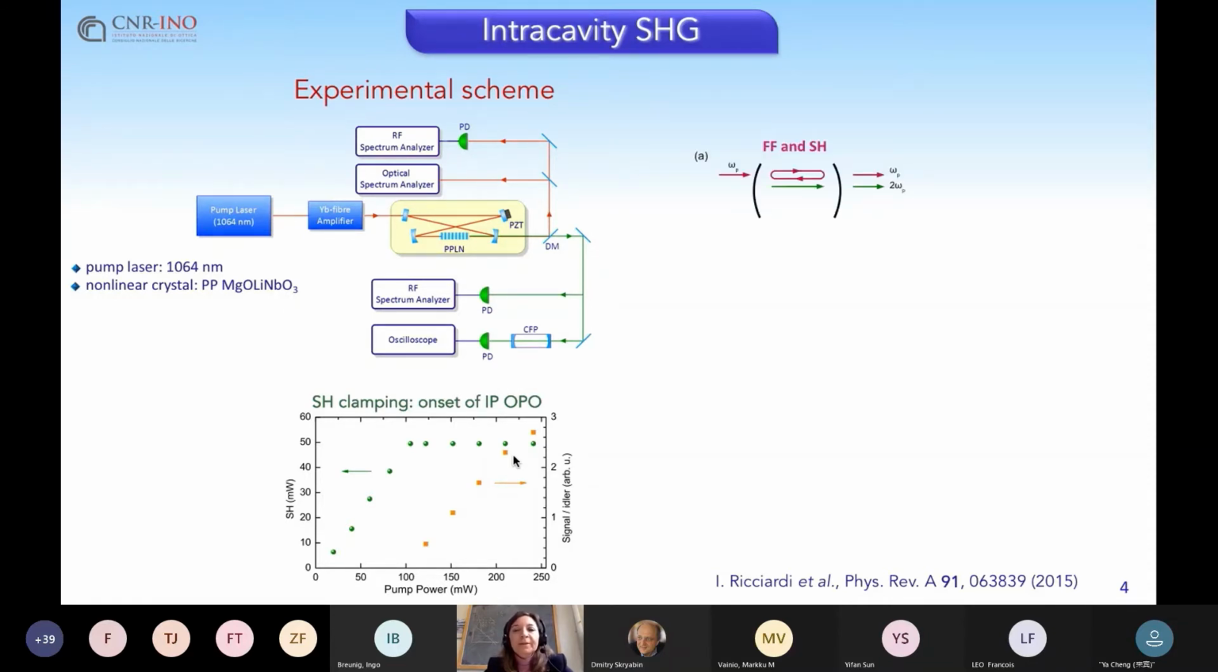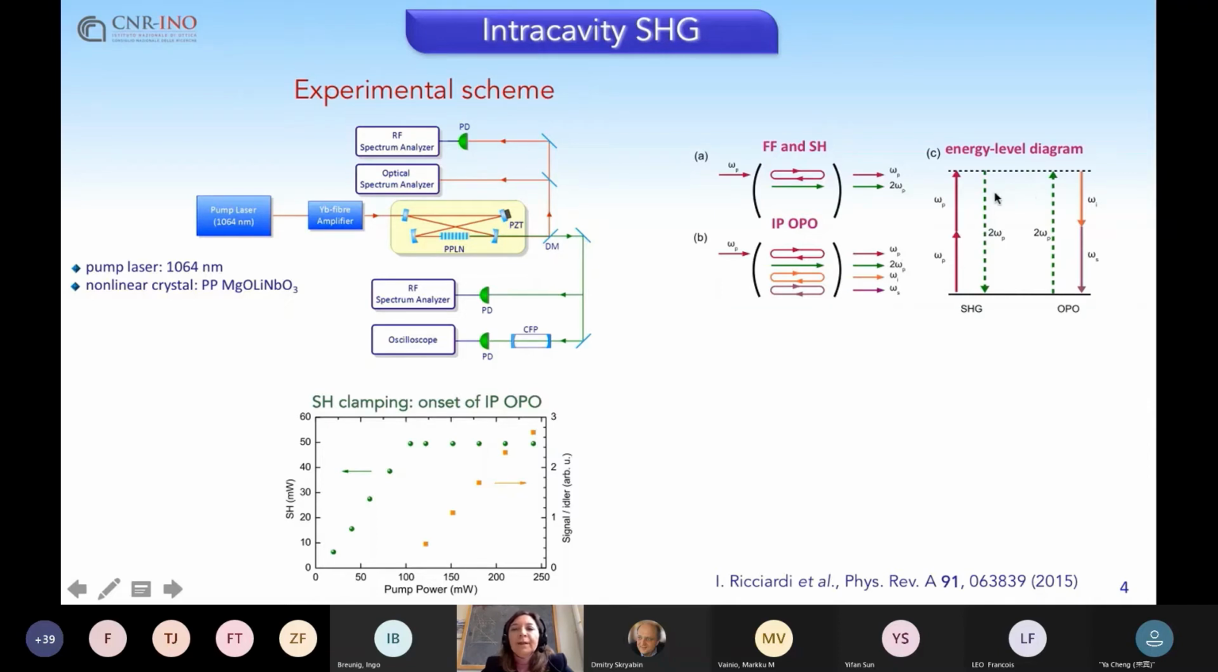So the diagram here shows the basic processes happening in the cavity. First of all, we have the generation of the second harmonic. So two pump photons are combined to generate the second harmonic. The second harmonic itself pumps an internally pumped optical parametric oscillator, and so two new frequencies are generated, which are called signal and idler.